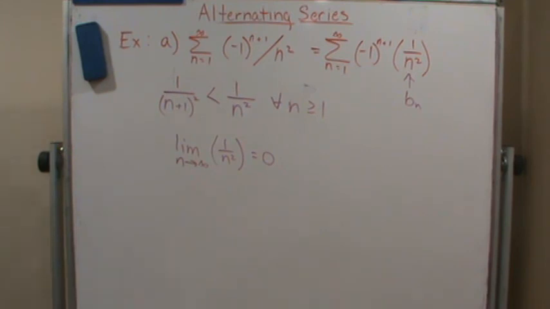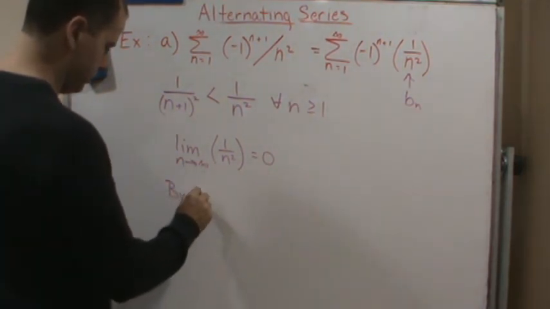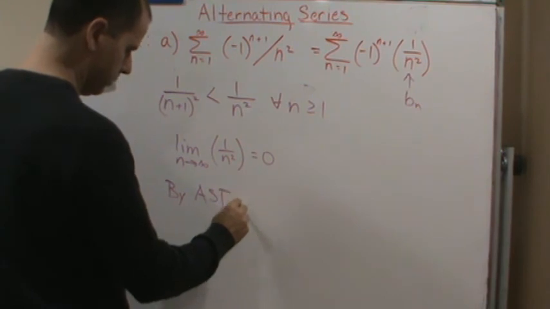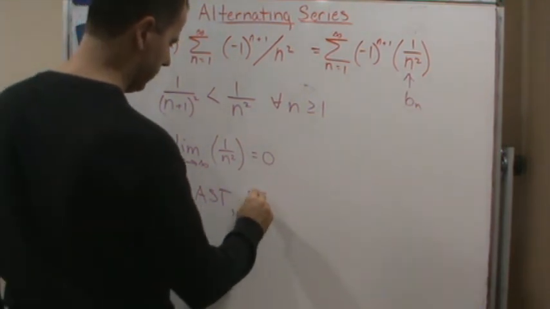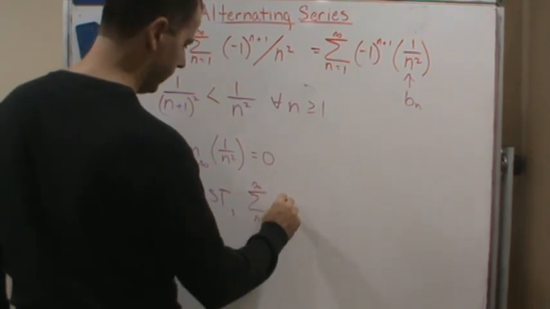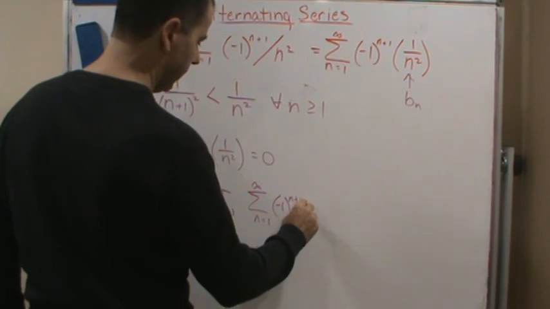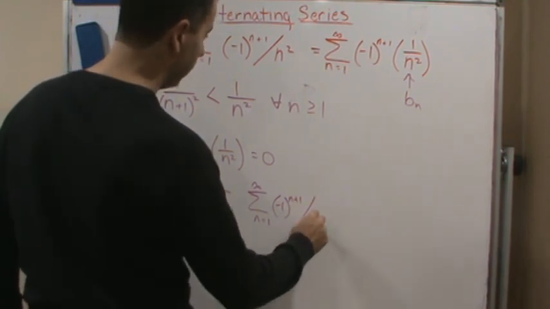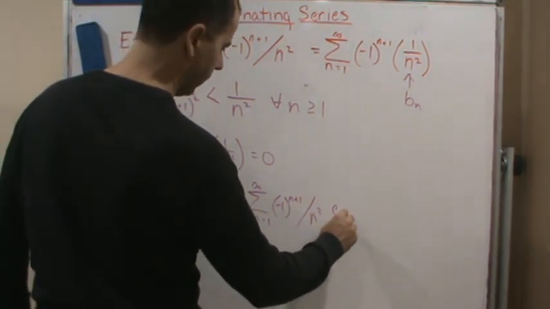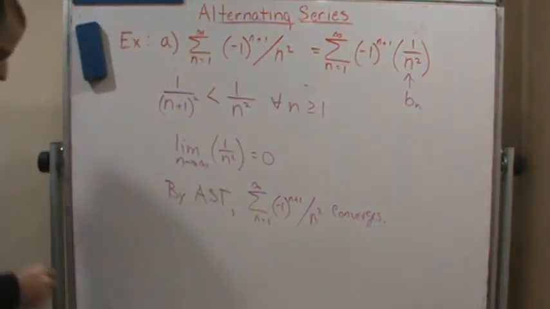So therefore, by the alternating series test, the series n equals 1 to infinity of negative 1 to the n plus 1 over n squared converges.